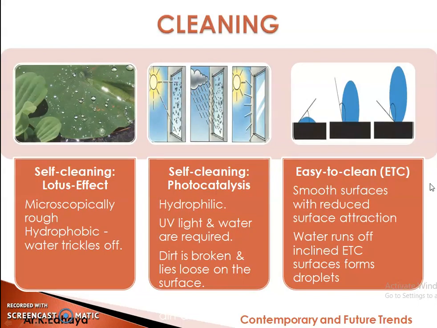So first we'll see in detail about the cleaning materials. So first is self-cleaning, the lotus effect material. So what happens in a lotus leaf? We can see droplets of water on the surface of the lotus, but not as a thin film of water. It just remains as either big droplets or very, very tiny droplets or dots.